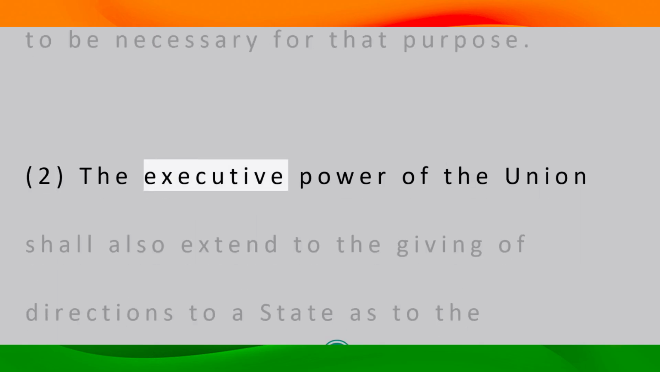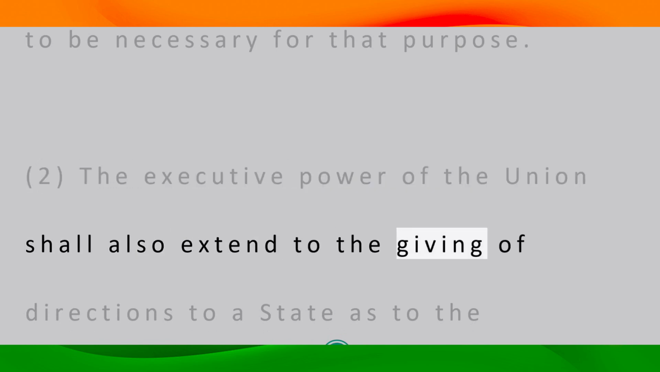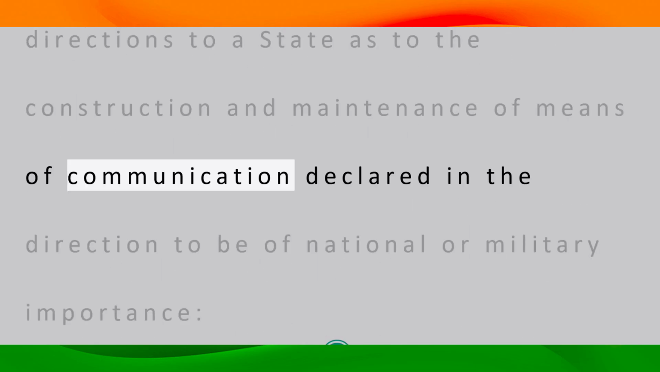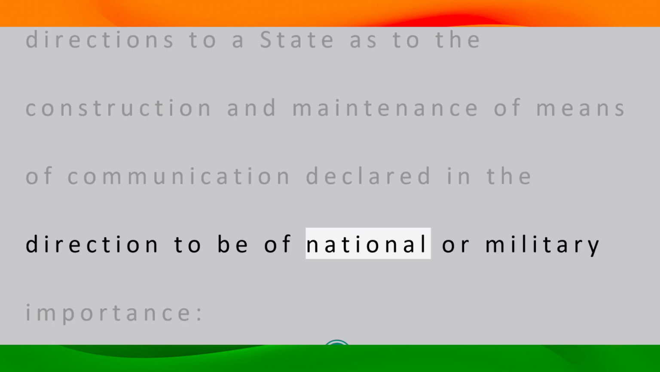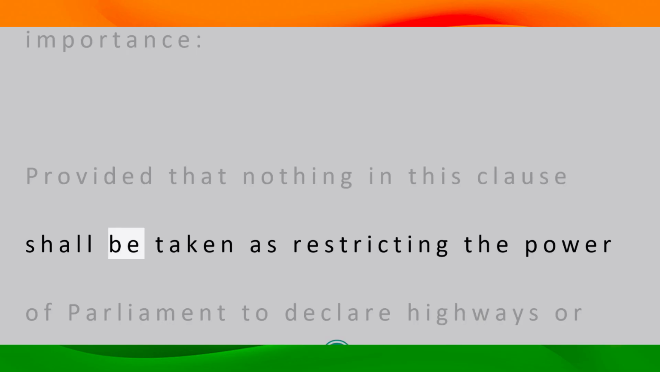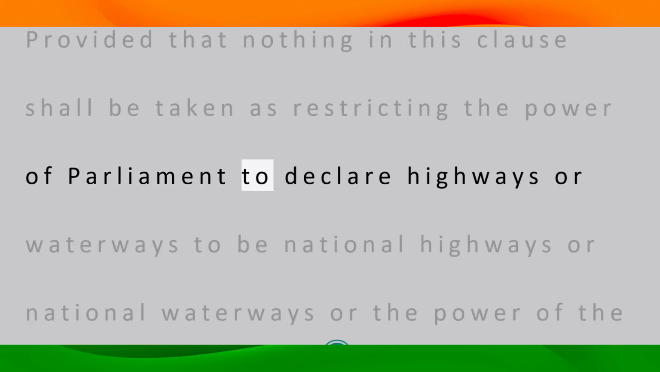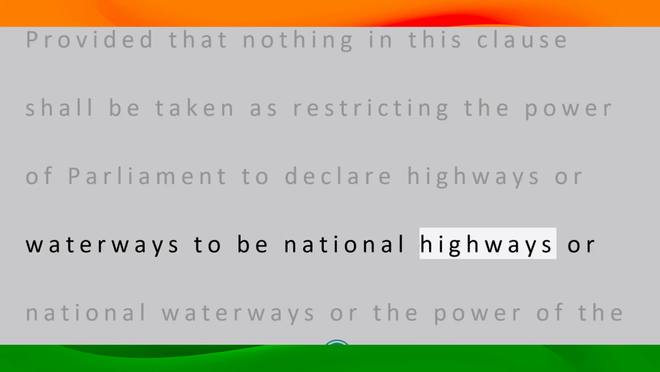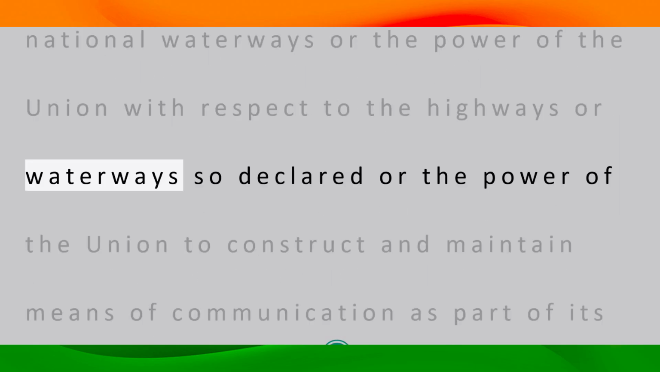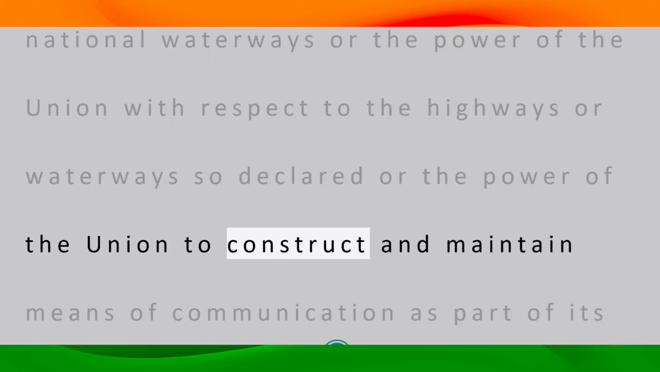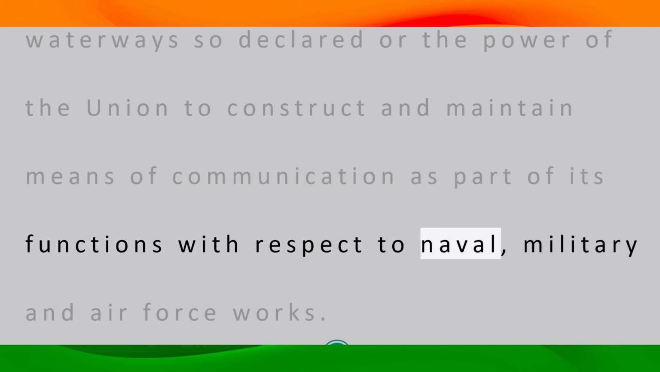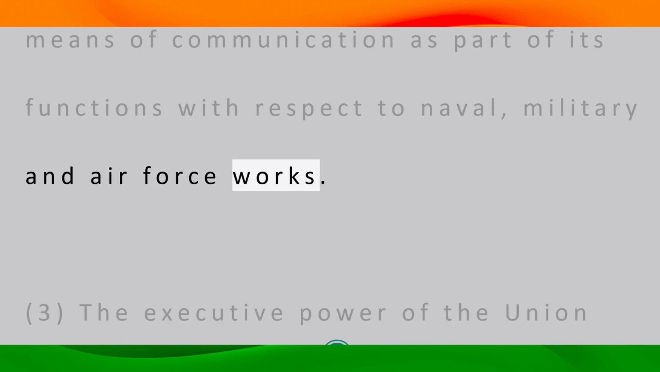2. The executive power of the Union shall also extend to the giving of directions to a state as to the construction and maintenance of means of communication declared in the direction to be of national or military importance, provided that nothing in this clause shall be taken as restricting the power of Parliament to declare highways or waterways to be national highways or national waterways, or the power of the Union with respect to the highways or waterways so declared, or the power of the Union to construct and maintain means of communication as part of its functions with respect to naval, military and air force works.